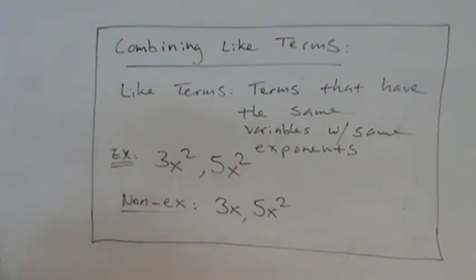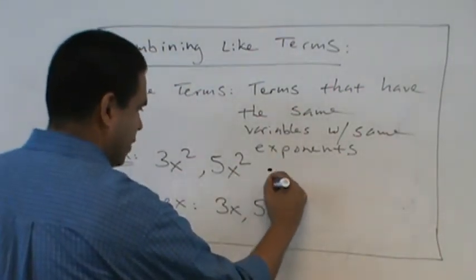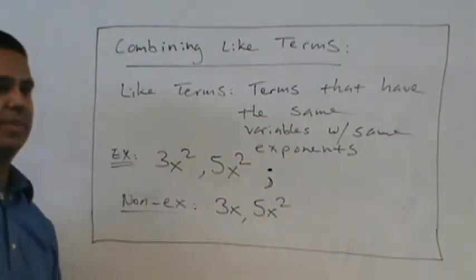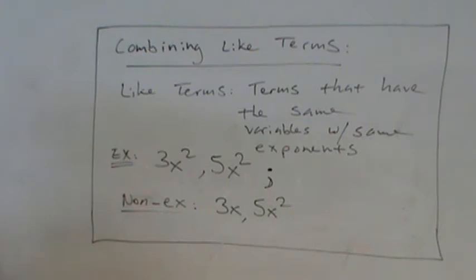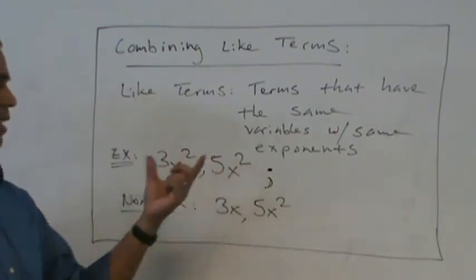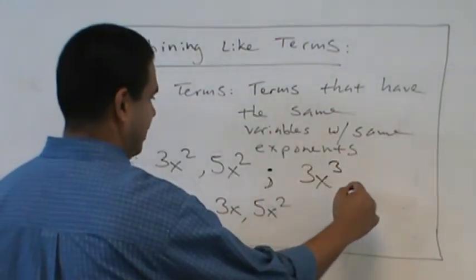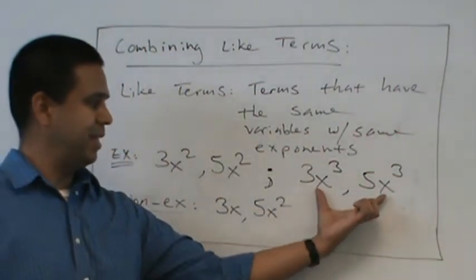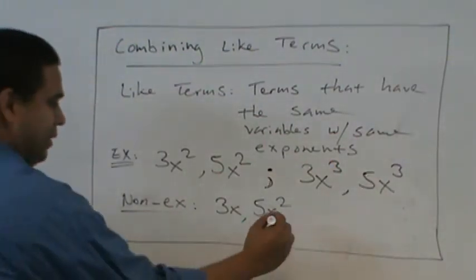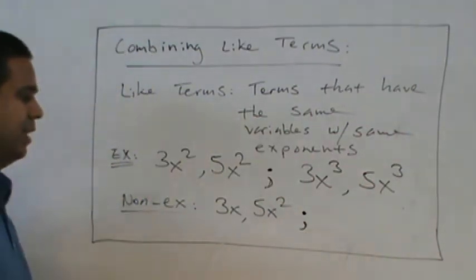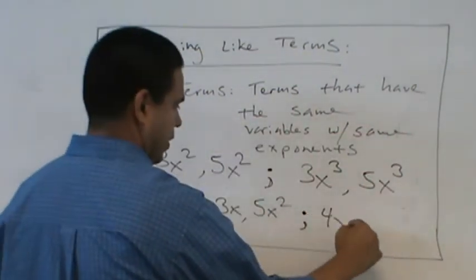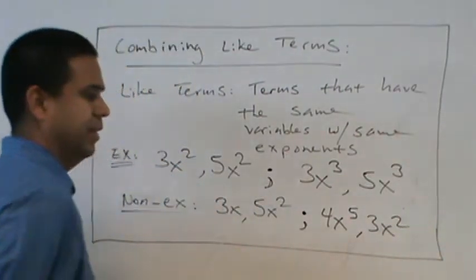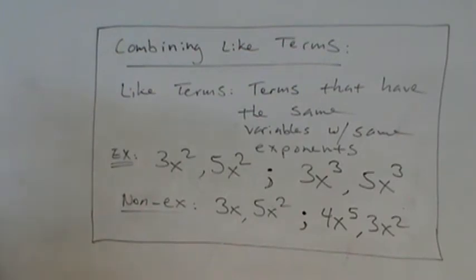Who could give me another example of like terms? Anybody? 2x, 3x. Sure. Let's make those to the third so that these aren't the same. So 3x to the third and 5x to the third. These would be like terms. Same variable, same exponent. Give me another example where they're not like terms. 4x to the fifth, 3x to the second. Very good. You guys get the idea? Yes. All right.